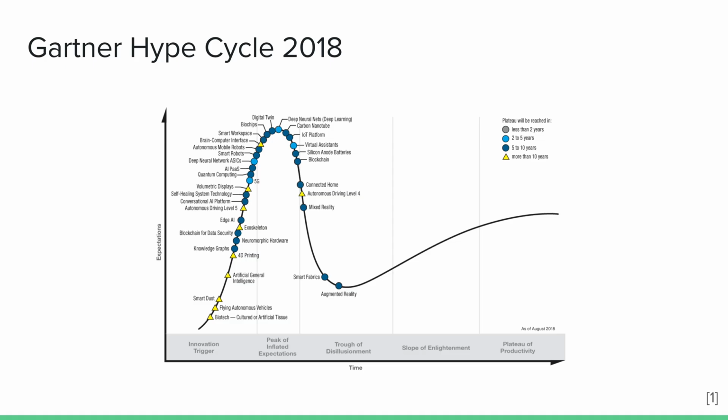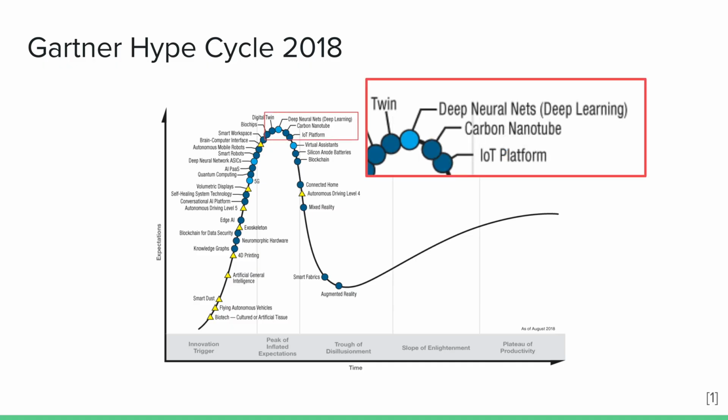When I started this lecture in 2018, deep learning was at the peak of inflated expectations. It was on the top of this Gartner hype cycle. So it was super hypey. Everyone wanted to do it. Everyone was interested in getting into it. And this actually has not really changed since.